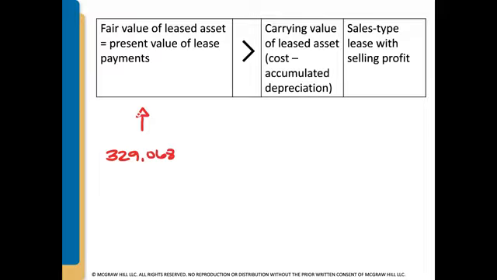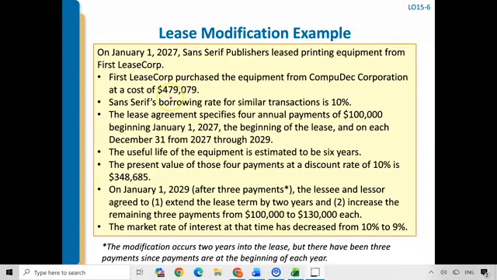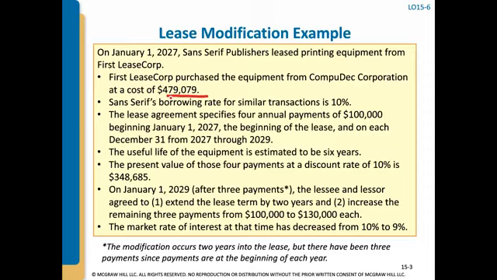$329,068. If that is greater than the carrying value of the leased asset, where the carrying value means the cost minus the accumulated depreciation. We're told in the problem that the cost to the lessor of the asset was $479,079. We can see that in the problem right here, when First Lease Corp purchased the equipment from CompuDeck at a cost of $479,079. Just want to point out that the useful life is 6 years.